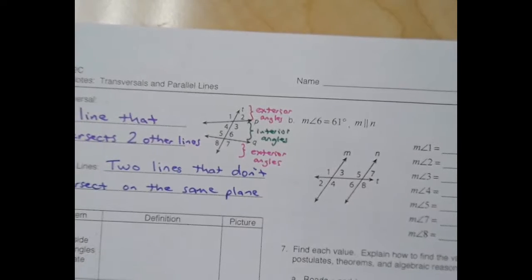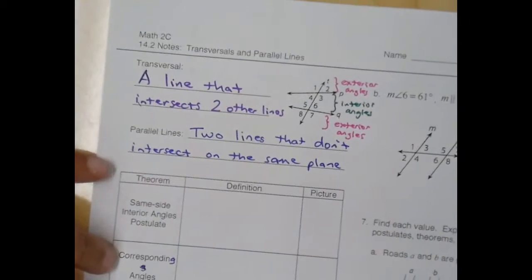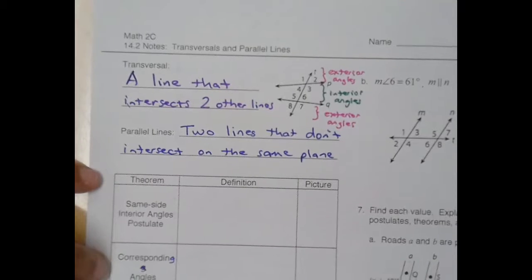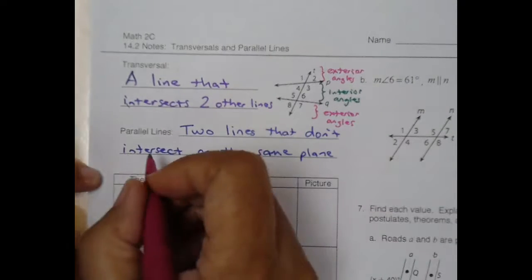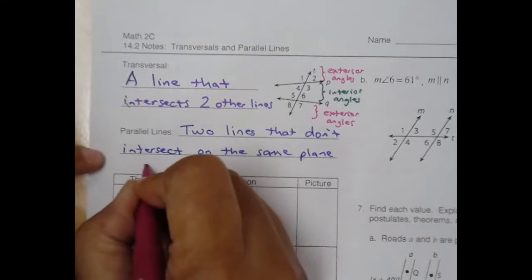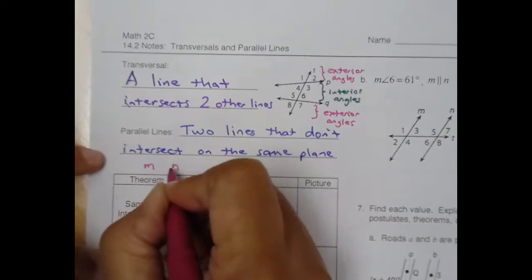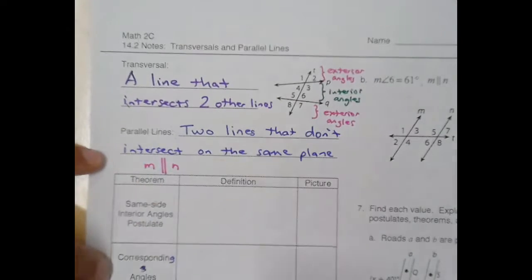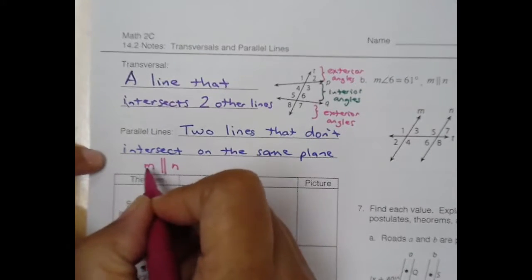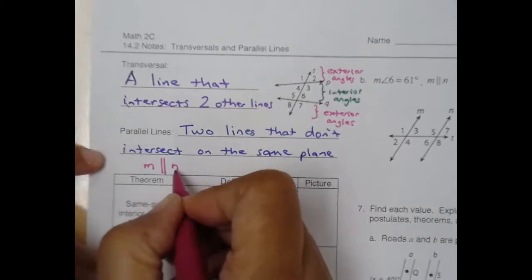Now there are special symbols that we're going to be using to show that two lines are parallel to each other. So the shortcut for writing that is, if I have two lines, let's say the lines are M and N, in between here I'm going to use two lines that look like they're parallel. That means line M is parallel to line N.